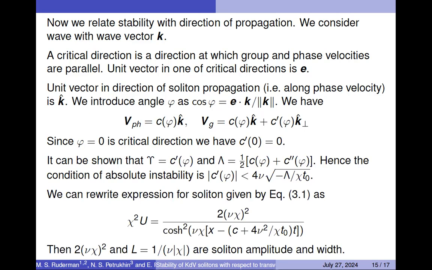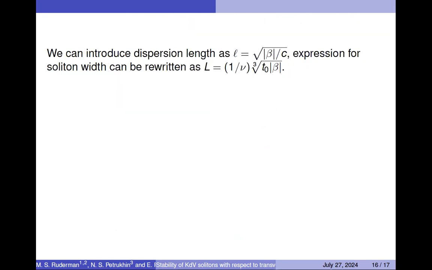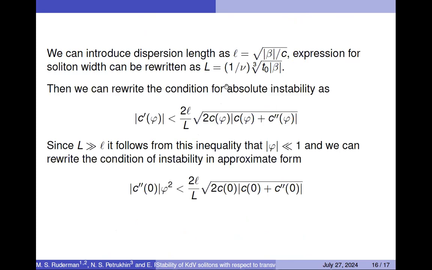We can write the expression for the soliton in this form. And we can see from here that its amplitude is given by this expression and its width is given by the quantity L. Now, we can introduce the dispersion length and we can rewrite the expression for L in this form. And then the absolute instability criterion is given by this expression in the new form.